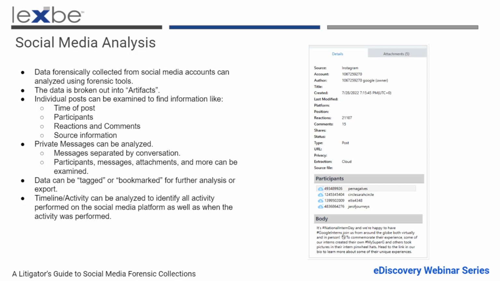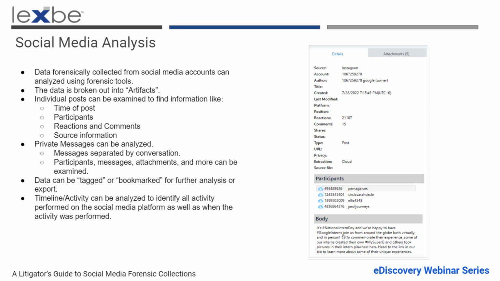And then for private messages, the messages are separated by conversation. So when you collect somebody's private messages from a private social media account, you're able to get all their messages, whether they're group chats or private between two people. That type of data you can then analyze for the participants, any attachments that were sent through the messaging app, basically all the information that you need to get from any private messages. And then in the forensic tools, we can tag and bookmark certain posts or information that will either need further analysis or to export at a later time if they're relevant to the case.